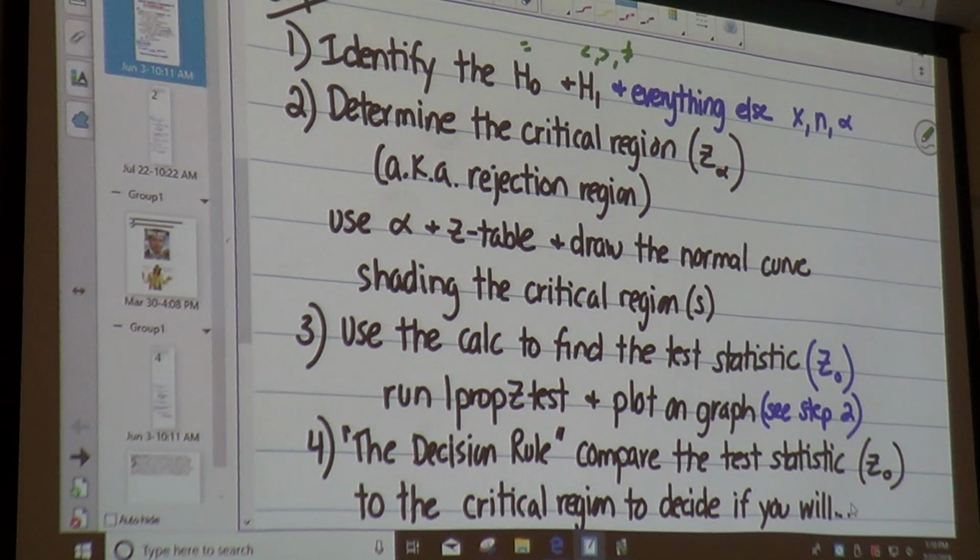The decision rule is to compare the Z0 to the critical region to decide if you will reject or fail to reject. Pull it up in just a second. So these are the steps for the classical approach, which is the one I like, just so I can see it. But I also will give you the p-value approach.